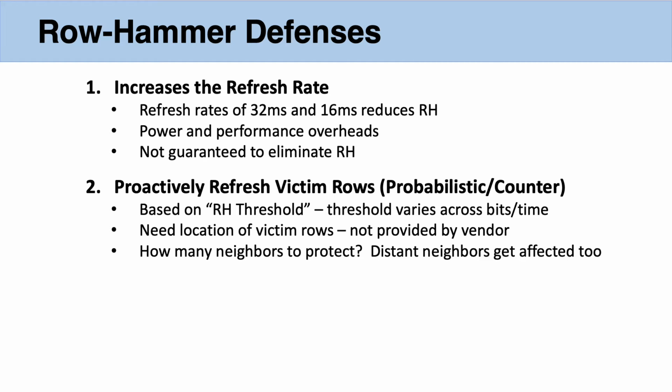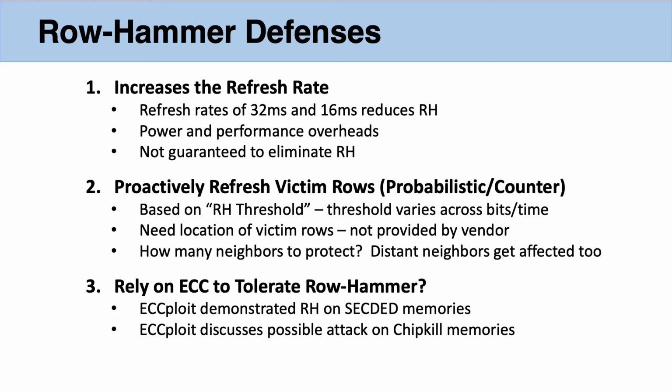Second class of solutions is to proactively refresh the victims of a given aggressor. Track the number of accesses. If it reaches a certain threshold, then do the mitigation. The problem with this sort of approach: it depends on knowing the threshold, and the threshold really varies across cells and times. Second, you don't always know the location information to determine the victim rows. Third, even distant rows can get Rowhammer failure. So how many rows should you protect at any given time?